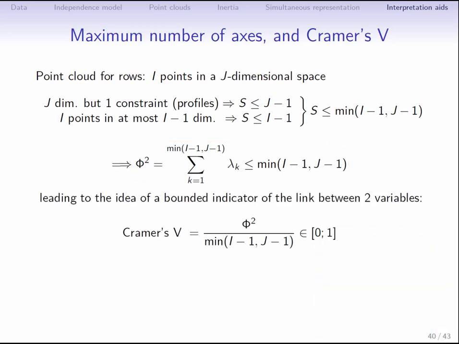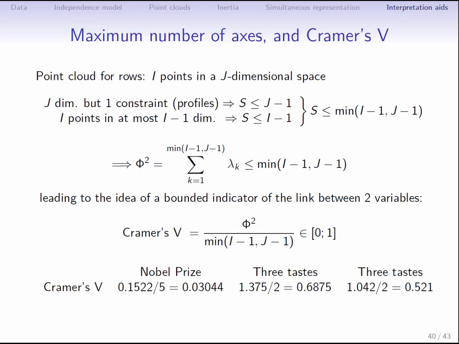So this gives us the idea of taking the ratio of the value of phi squared over its maximum possible value. This gives us what is called Cramer's V, a measure that is between 0 and 1. It captures the intensity of the link between pairs of qualitative variables. We therefore have two measures of link intensity, the phi squared and the Cramer's V. They are quite similar measures, with the advantage for Cramer's V that it's always found between 0 and 1.